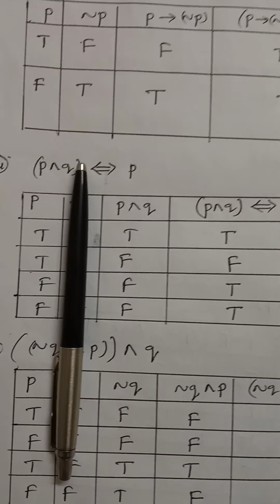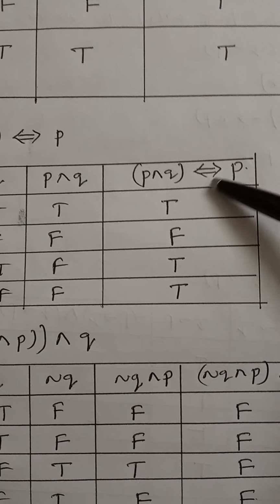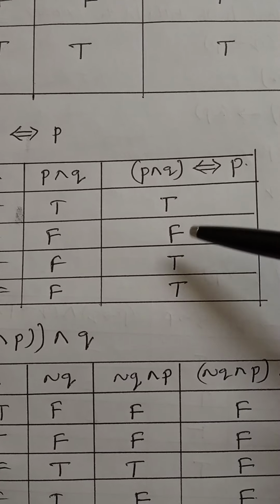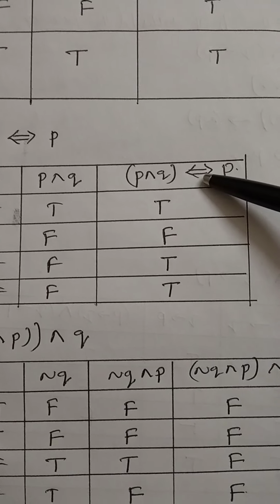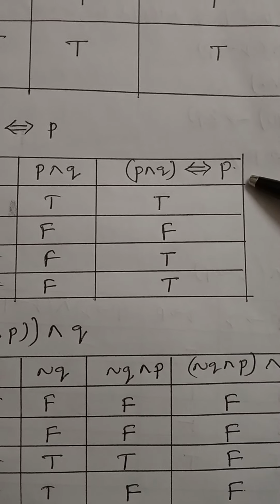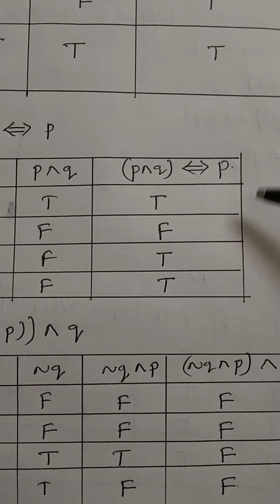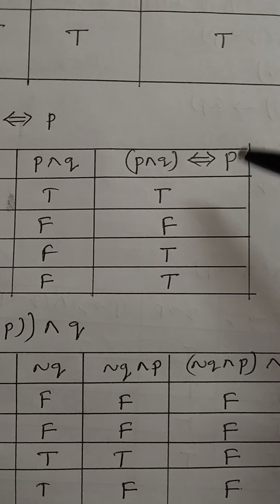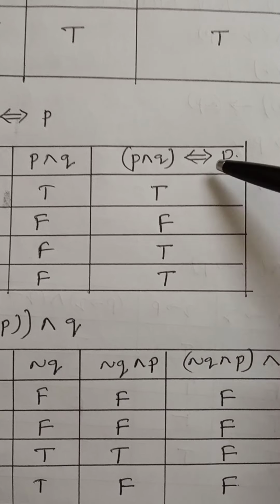Now here this table contains some truths and some false, therefore this compound statement is said to be a contingency, because this is neither a tautology nor a contradiction. Therefore the given compound statement is said to be a contingency.